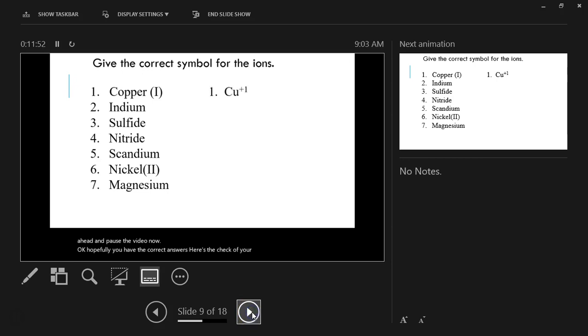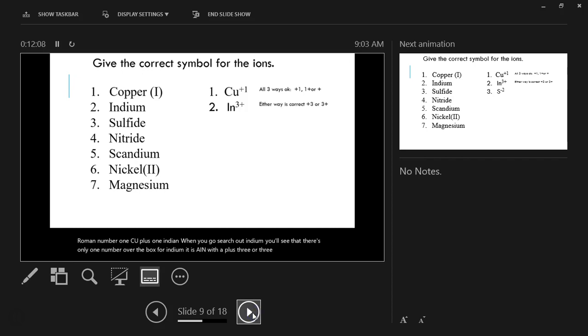Copper with a Roman numeral 1, Cu plus 1. Indium: when you search out indium, you'll see that there's only one number over the box for indium. It is In with a plus 3 or a 3 plus. Both ways are okay. The one that has 3 ways is when it's 1. You could just put a plus sign there.